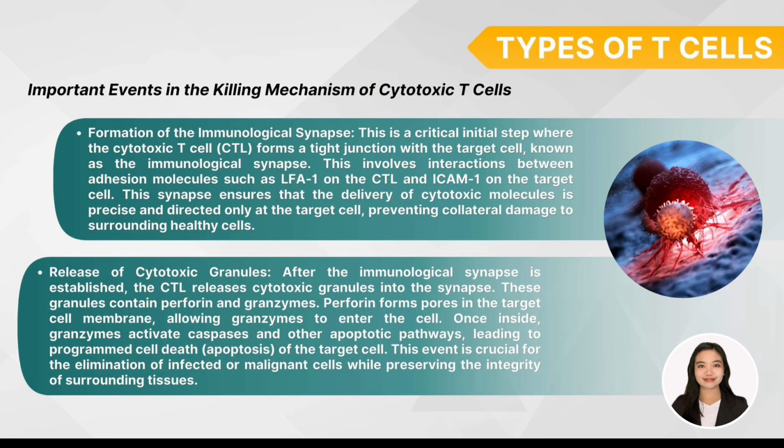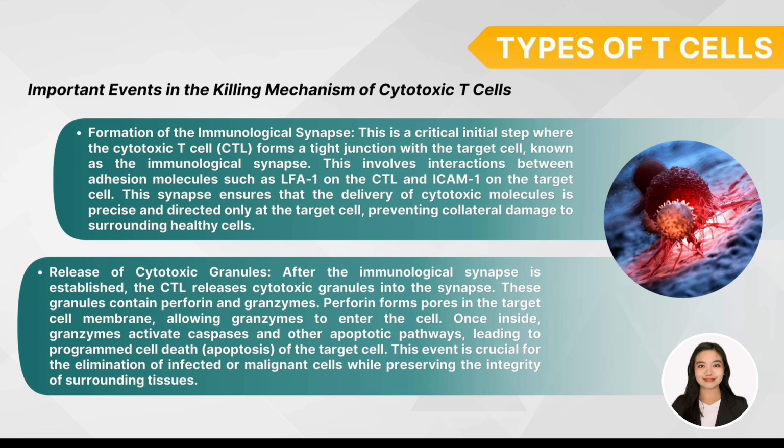For us to be able to understand more about cytotoxic T cells, here are some important events in the killing mechanism of cytotoxic T cell. First is the formation of the immunological synapse. This is a critical initial step where the cytotoxic T cell forms a tight junction with the target cell known as the immunological synapse. This involves interaction between adhesion molecules such as LFA-1 on the CTL and ICAM-1 on the target cell. This synapse ensures that the delivery of cytotoxic molecules is precise and directed only at the target cell, preventing collateral damage to surrounding healthy cells.